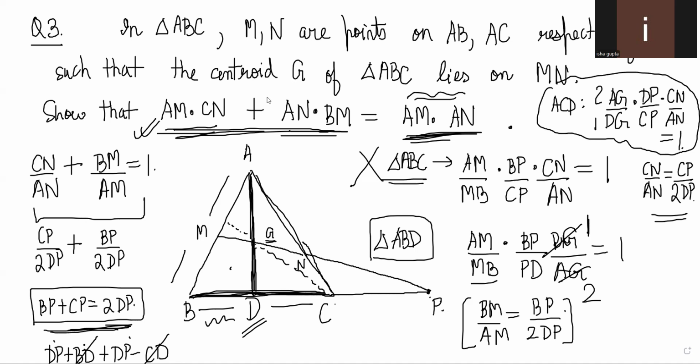Actually, they didn't mention anything other than the A median, right? See, M and N are points on AB and AC. Show that AM, AN, CN. They have not mentioned anything except G lies on MN, right? So the other median is just making our figure worse, no? It just doesn't help us. I can't see anything directly. Maybe there is a way, but I don't know yet. But this way is clear, no?